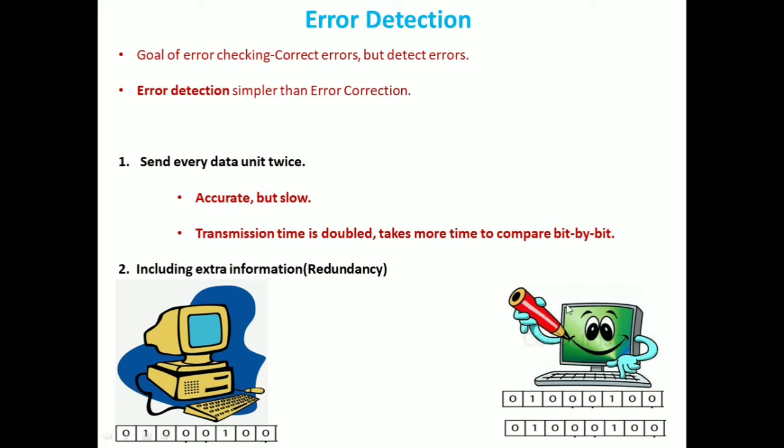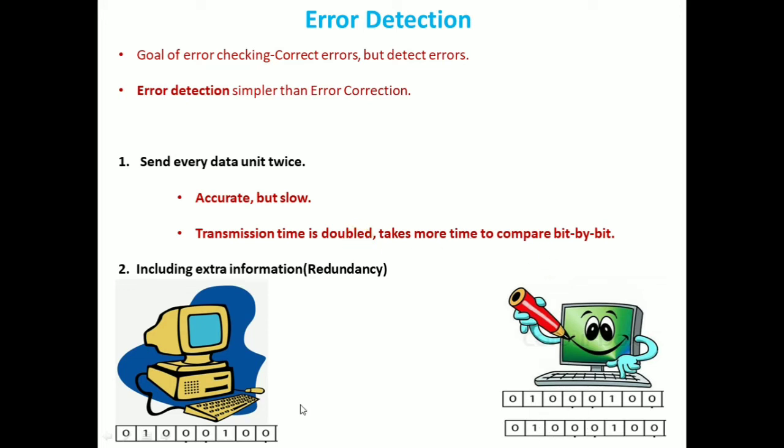This type of error detection mechanism makes the system completely accurate. But what is the drawback? Here the system will become slow, because each time the sender has to send the same data unit twice, and the receiver has to check each and every bit by bit. So it is accurate but it is slow, which means the transmission time is double. Generally we would have sent only one unit of data, but here we are sending two units of data.